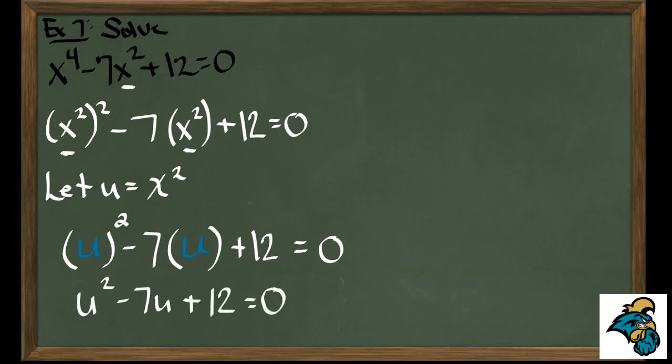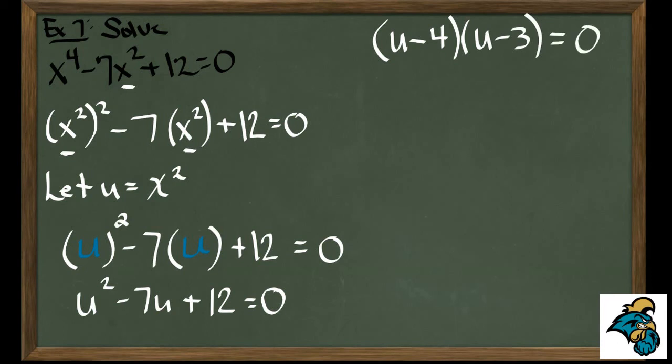When you look at something like that and you're trying to solve it, hopefully you look at it and say, oh, that's a quadratic. And you can either factor or use the quadratic formula. I always try to factor when I can. So take a minute, pause if you need to, and factor u squared minus 7u plus 12. Alright, this factors to u minus 4 and u minus 3.